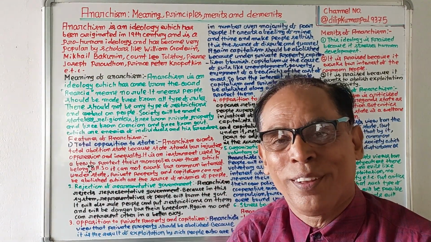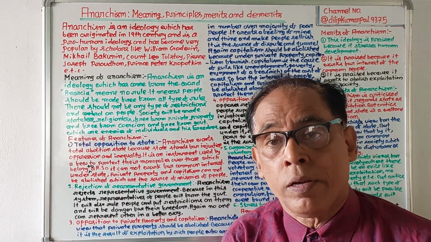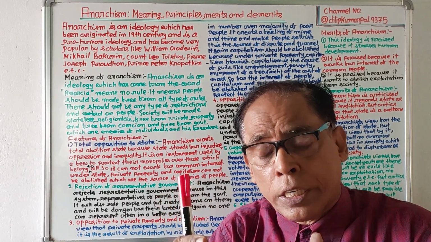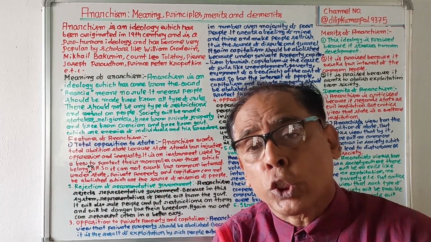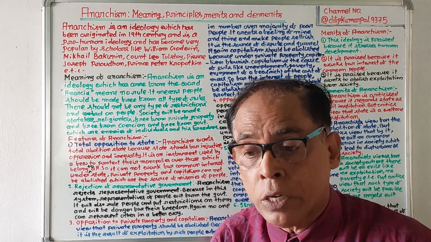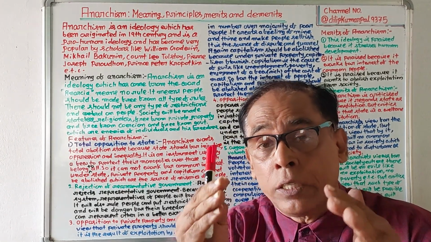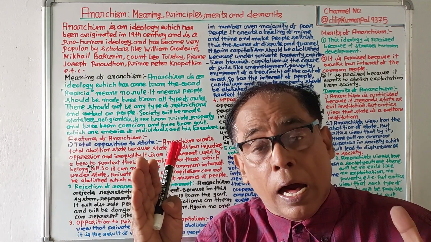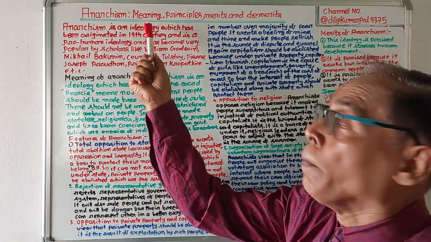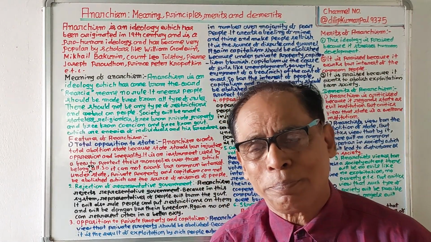I am Mr. Dilip Kumar Pal, and I stand before you with a topic today: anarchism. So far as anarchism is concerned, it is found in +3 first semester, first paper, Political Honors, and the name of the paper is Understanding Political Theory. We'll discuss four aspects of anarchism: its meaning, principles, merits and demerits.